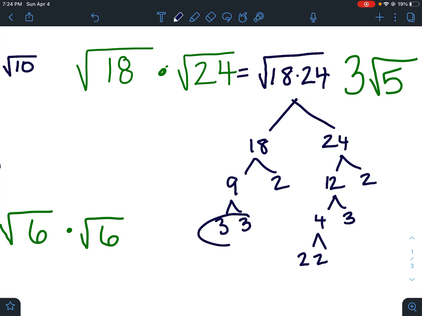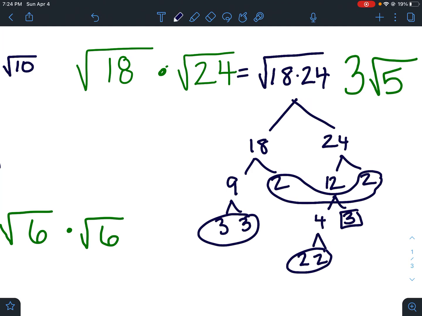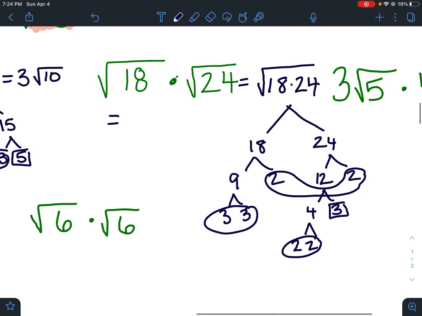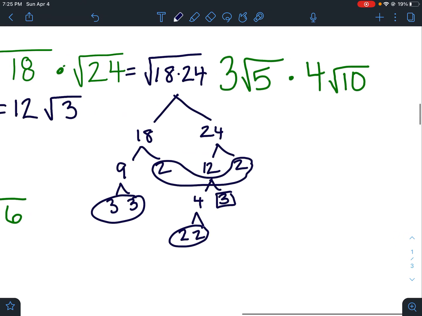Lots of pairs here, so circle them up. Pair of 3s. Pair of 2s, and another funny pair of 2s. That means I have a 3 left over. I'm going to multiply all those numbers. So I'm going to put the answer right here. 3 times 2 is 6. 6 times an additional 2 is going to be 12. And I'm leaving that 3 inside. Beautiful.